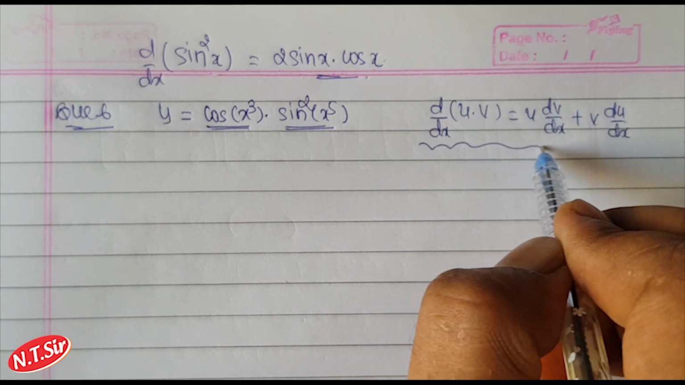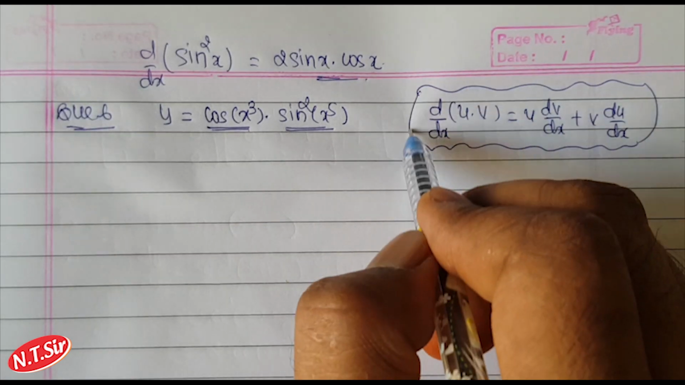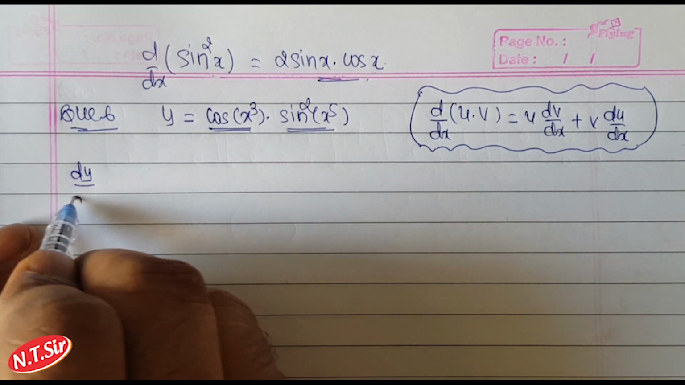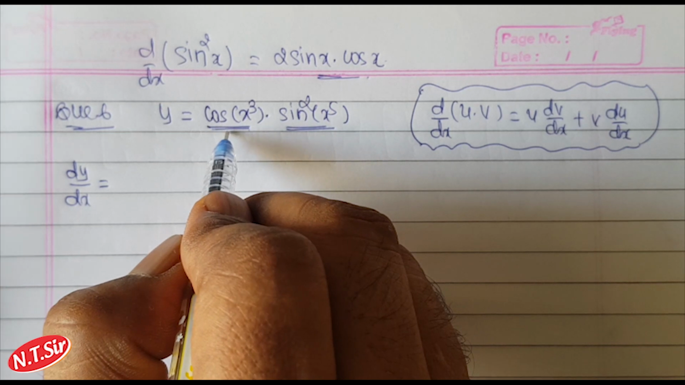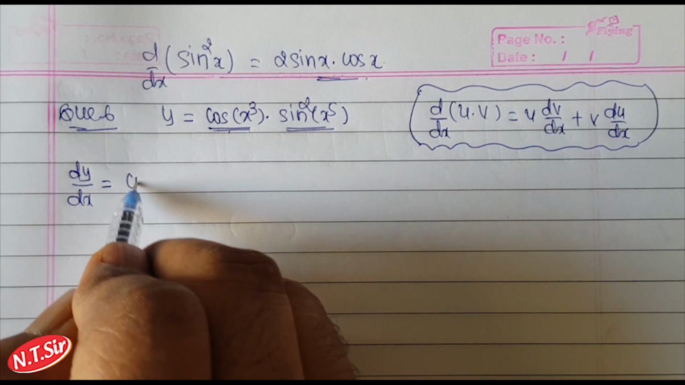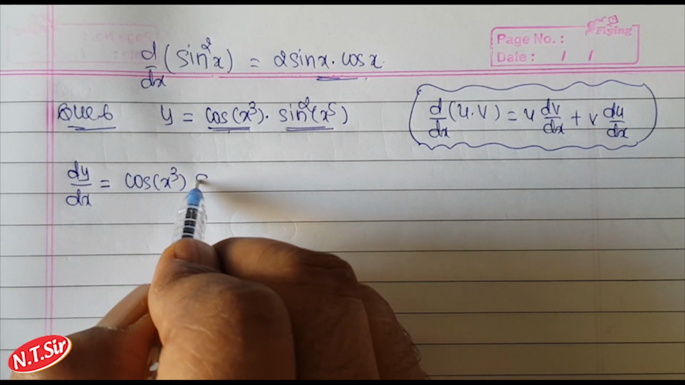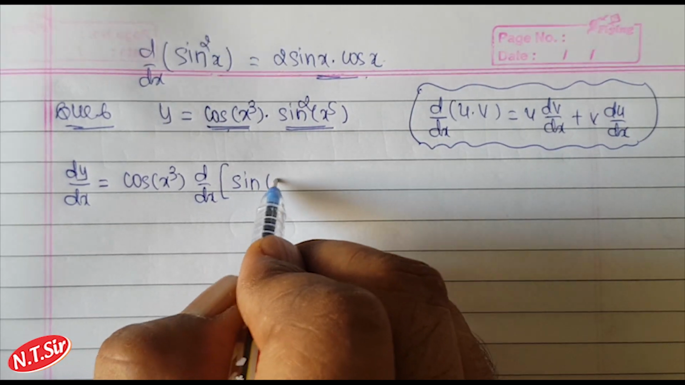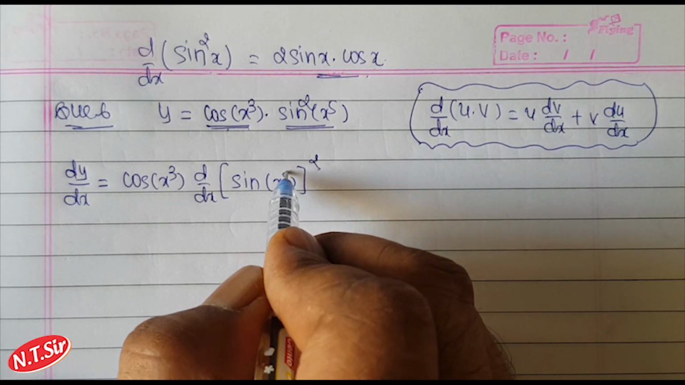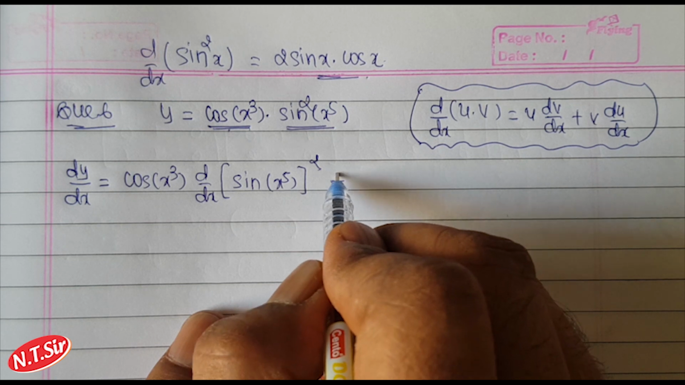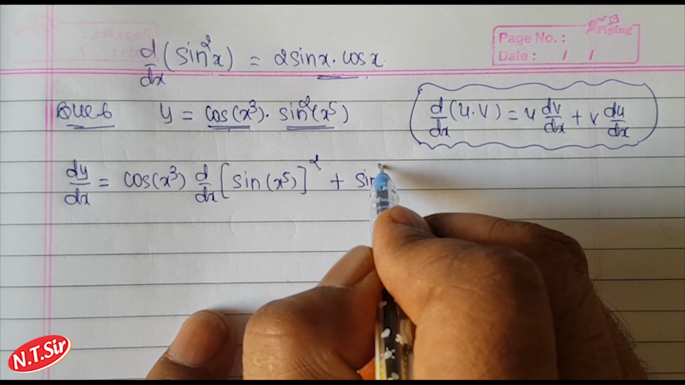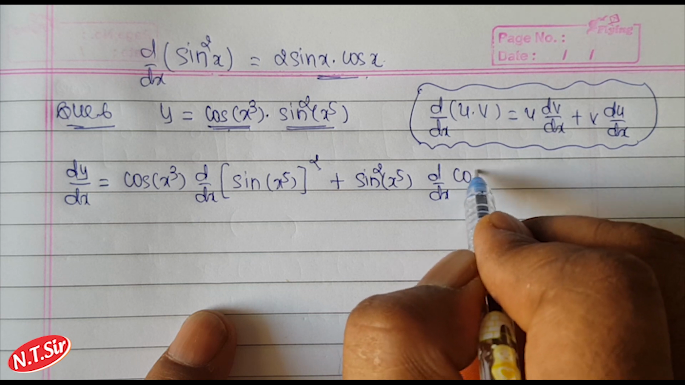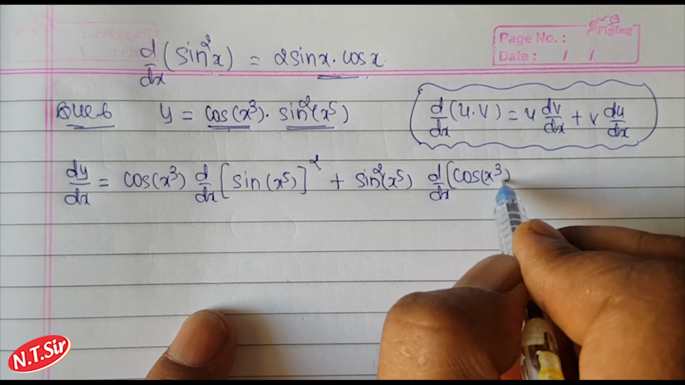So applying this product rule to here, that is differentiating with respect to x, dy by dx is equal to, this is u, so u as it is, that is cos x cube as it is, derivative of d dx of sin square x raised to 5, that is sin x raised to 5 whole square, plus sin square x raised to 5 as it is, and derivative of cos x cube.